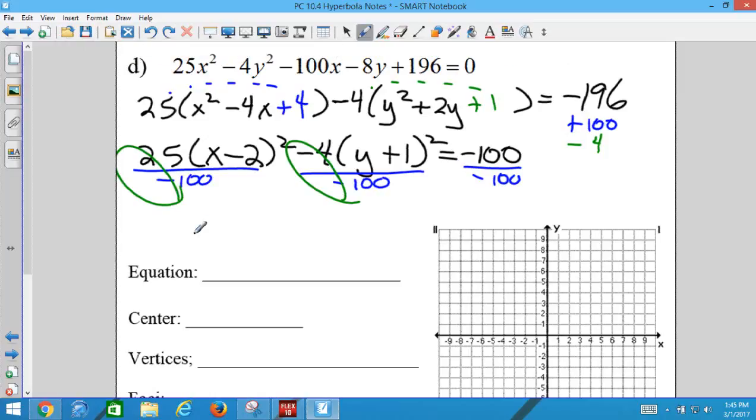So I will have x minus 2 squared over, just kidding, I will not have that. Let me totally start over. I will have y plus 1 squared over 25 minus x minus 2 squared over 4 equals 1. So you'll have to switch the order for that one. The minus sign has to be second.